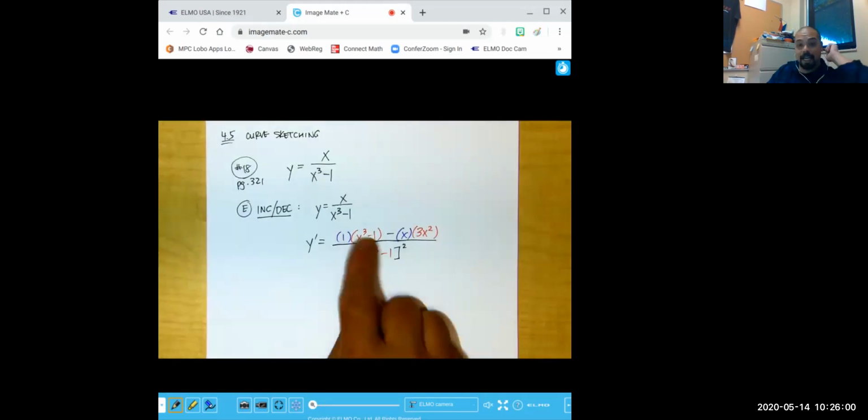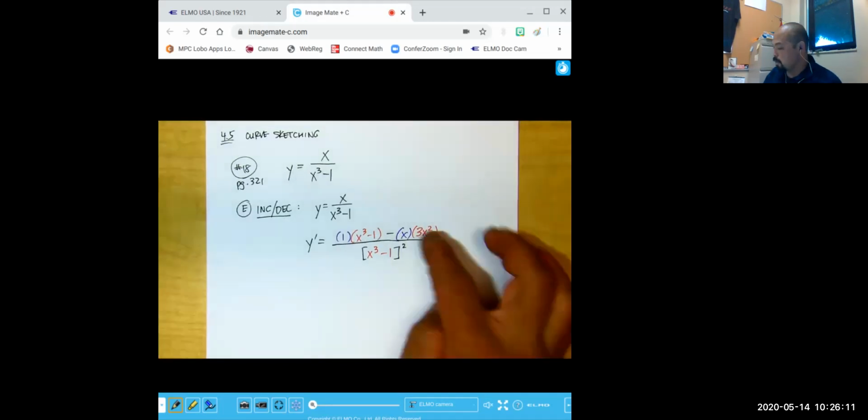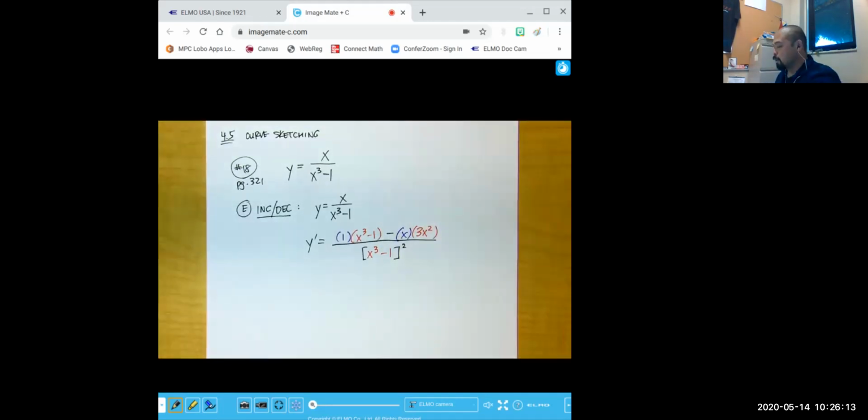I cannot cancel here, right, with that subtraction. That x cubed minus 1 is kind of attached to these terms as well. So I can't just simply cancel that out. I'm going to want to distribute, combine like terms, if and where possible, to get our result here.